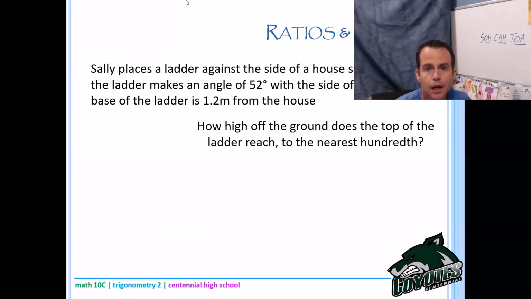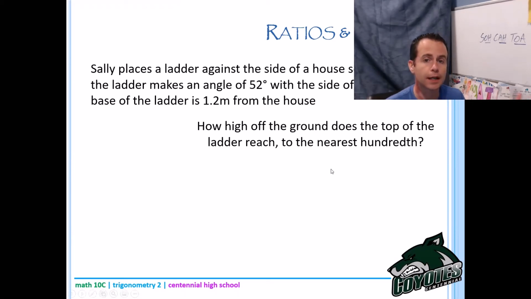Okay, Sally places a ladder against the side of a house so that the top of the ladder makes an angle of 52 degrees with the side of the house. The base of the ladder is 1.2 meters from the house. How high off the ground does the top of the ladder reach to the nearest hundredth? So I gotta draw a picture first. You should pause me and draw your own.